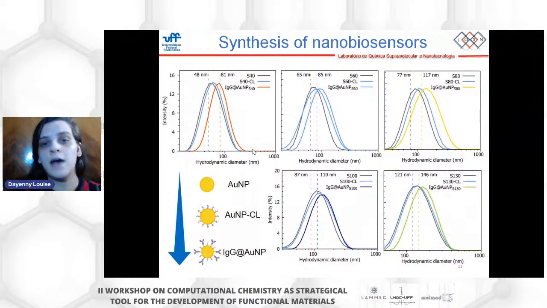And here we have the DLS measurements confirming this attachment of the antibody to the gold nanoparticles for all the different sizes that we studied: 40, 60, 80, 100, and 130. And we see the different measurements for the gold nanoparticles themselves, the gold nanoparticles with the crosslinker, and the gold nanoparticles with the antibody on them. And we can see an increase in size confirming this attachment.